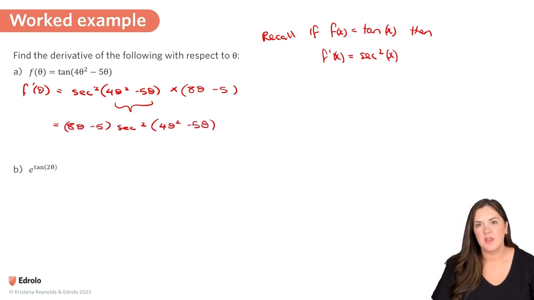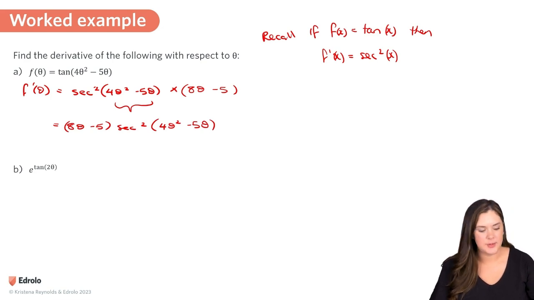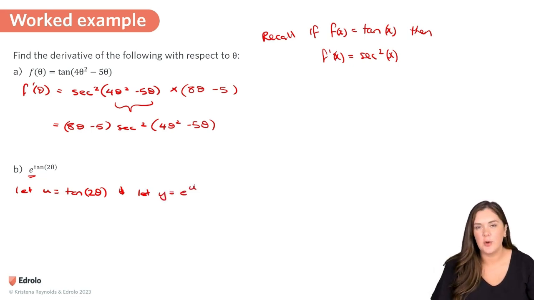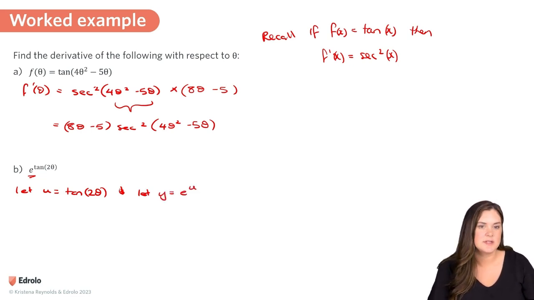For our next example, we have something a little bit different. We actually have e to the power of tan 2 theta. So what we're going to do here is use the chain rule. I'm going to let u equal tan 2 theta, and I'm going to let y equal e to the power of u. So I've got two different equations here now, so I can differentiate them separately.